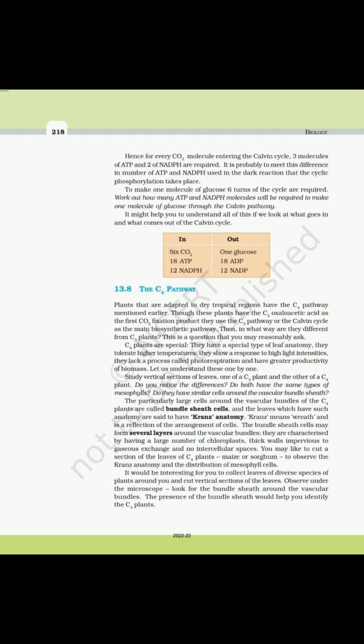It would be interesting for you to collect leaves of diverse species of plants around you and cut vertical sections of the leaves. Observe under the microscope. Look for the bundle sheath around the vascular bundles. The presence of the bundle sheath would help you identify the C4 plants.